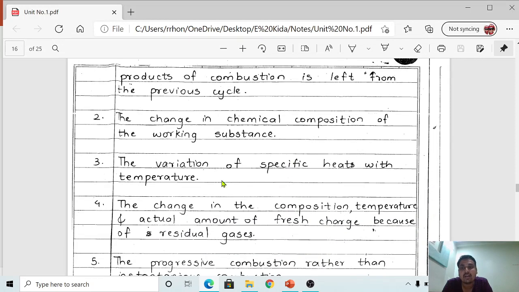Then the third one, the variation of specific heats with temperature. Yes, definitely there should be some variation in specific heat. As the environment changes, the specific heats will change again. So this is one of the reasons.